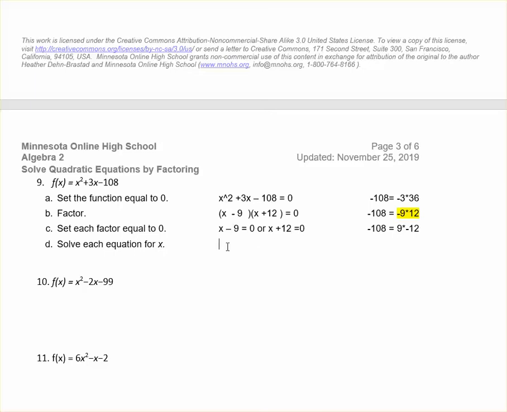And then we have to solve each of those equations for x. So for this one, I would add 9 to both sides. Add 9. And I would get an answer of x equals 9. And for the x plus 12 equals 0, I would need to subtract 12 from both sides. So I would get an answer of x equals negative 12. And those are my two solutions then for this problem.